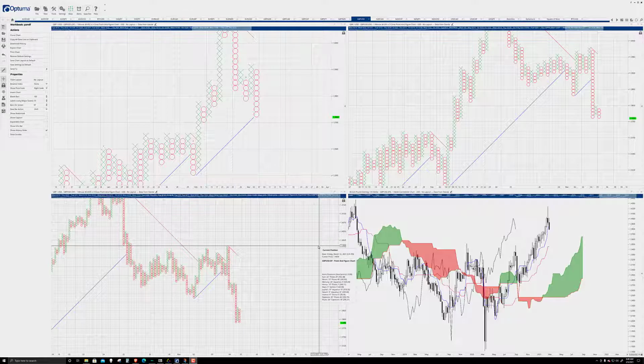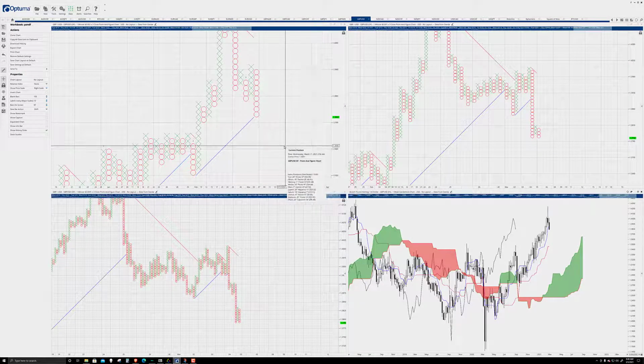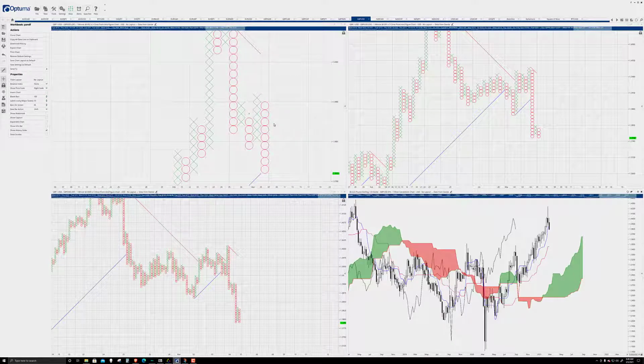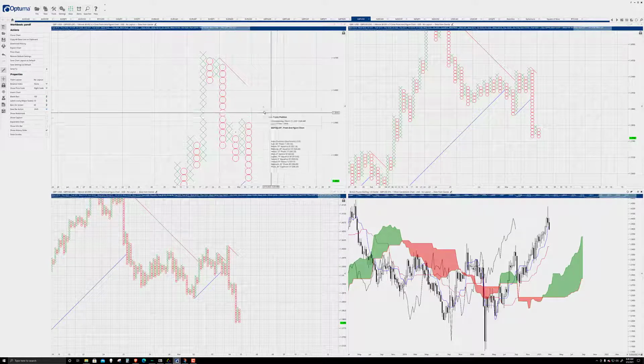Okay, let's take a look at the pound. We're going to focus on the pound a lot over the forever. And let's take a look at what we've got going on here. So, really nice drop down here. This is the 20 pip 3 box reversal chart.